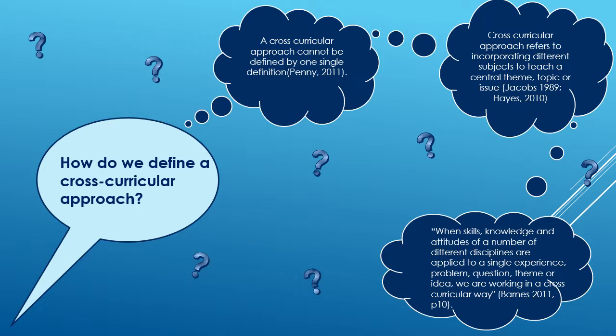Alternatively, Barnes 2011 suggests demonstrating a cross-curricular approach refers to skills, knowledge and attitudes of a number of different disciplines having to be applied to an experience, theme, question, problem or idea. This definition, given by Barnes 2011, seems to demonstrate a deeper understanding of the cross-curricular approach. This definition suggests cross-curricular teaching is far more complex than simply combining individual subjects. Instead, it comments upon the need of many different aspects being present before being classified as a cross-curricular approach.